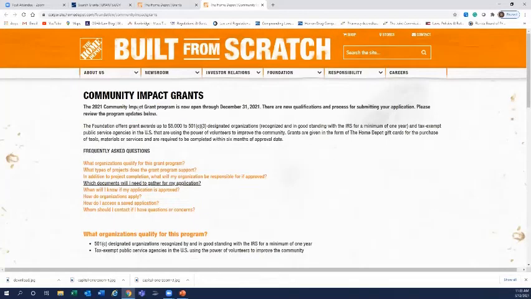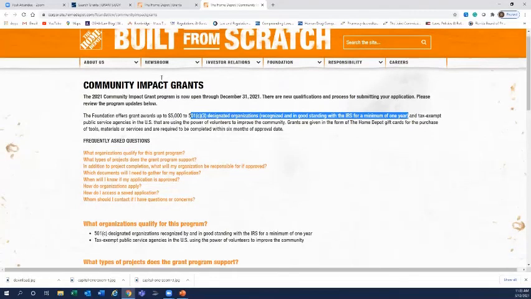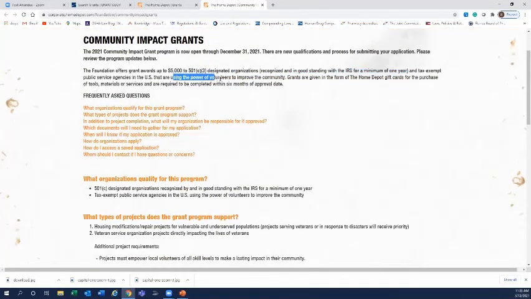You can see the details. It's available through December 31st. They are awarding up to $5,000 to 501c3 designated organizations that are in good standing with the IRS. And these organizations must be using the power of volunteers to improve the community. So if that is not your space, if you are not using volunteers, if you are not engaged in community work, then you would automatically not be eligible.